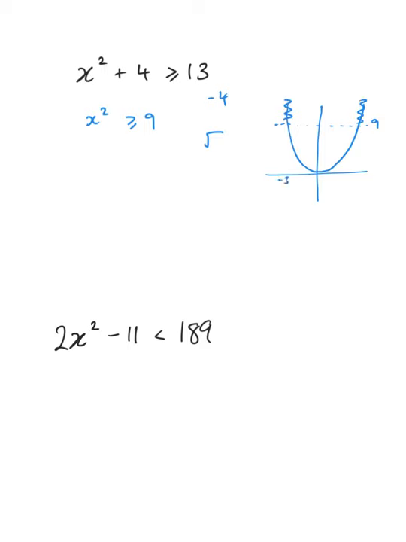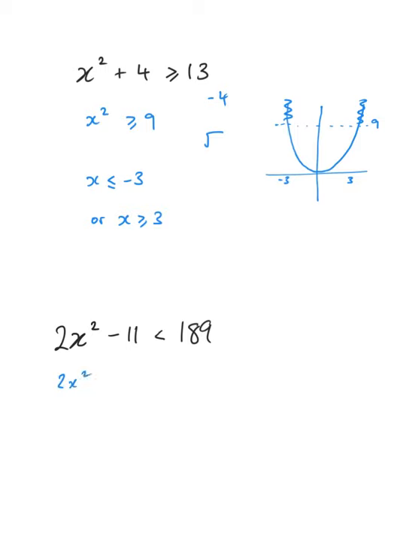So if that's minus 3, and that's 3, the bit where it's bigger than 9, x is less than or equal to minus 3, or x is greater than or equal to 3. And the reason I say that is that's the x values on my graph where I'm above that 9.